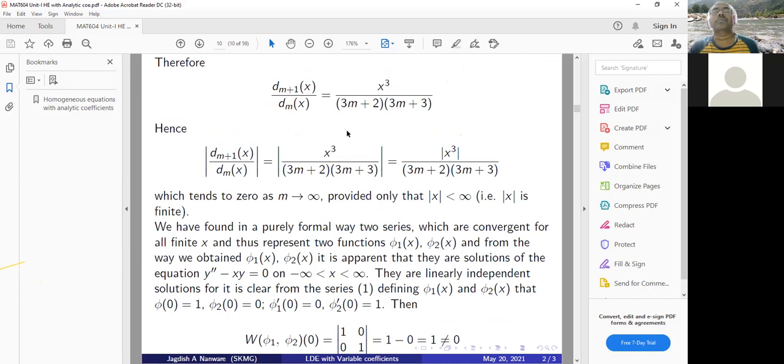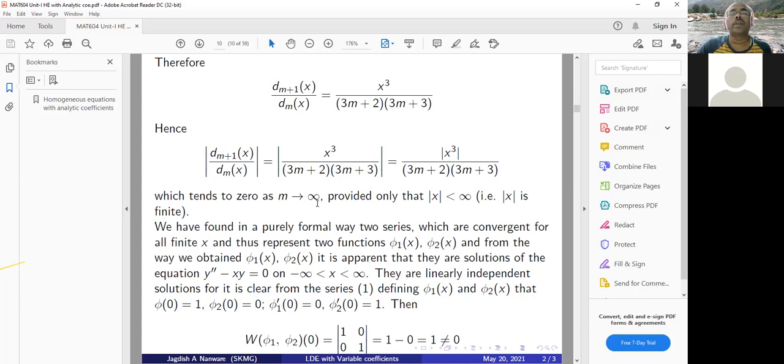So see here, that calculation is here, right? Now, we take the modulus of this quotient. So the modulus is like this, which is nothing but the modulus of x cube divided by these two factors, because these two values, 3m plus 2 and 3m plus 3, are constants, so their modulus remains the same. And the limit of this quotient tends to what?